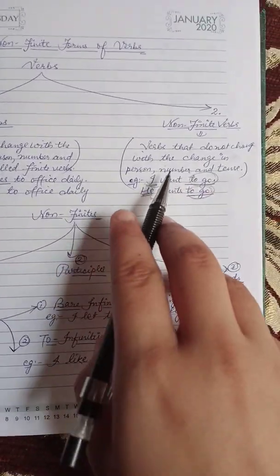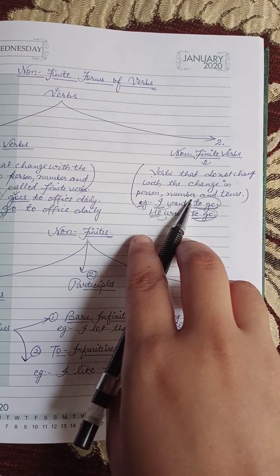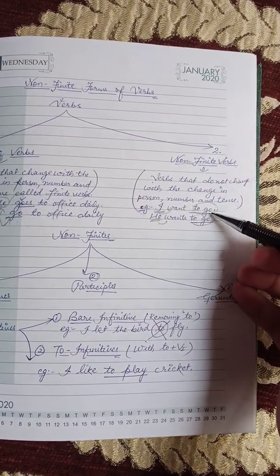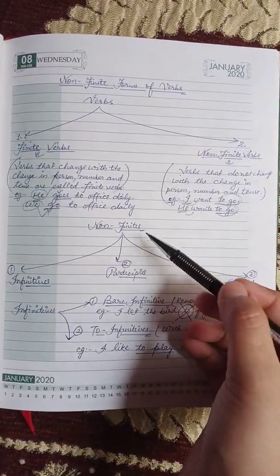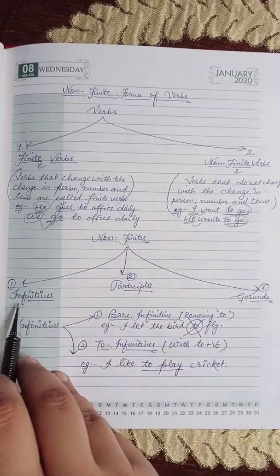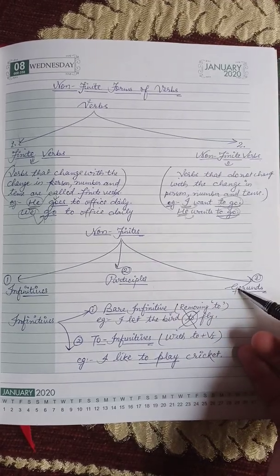So do remember that the verbs that do not change with the change in person, number and tense are termed non-finite verbs. Now let's move further. Non-finite verbs are classified in three categories, where the first one is infinitives, the second one is participles and the third one is gerunds.